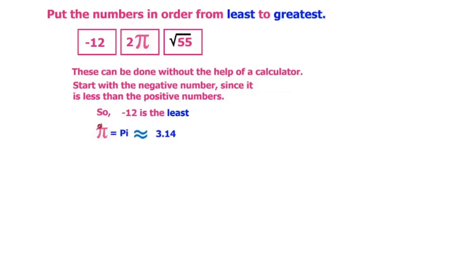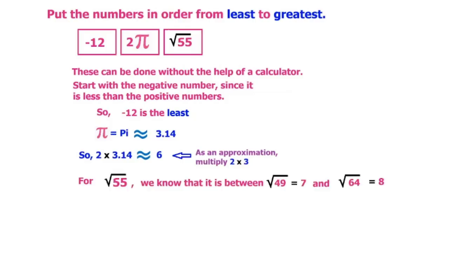Now pi, this symbol equals pi, which is approximately equal to 3.14. It's not an exact equal because pi is a decimal that goes on forever, but we just approximate pi to 3.14. So now we just multiply 2 times 3.14. We know it's approximately equal to 6. We don't have to multiply all of the decimals. We could just multiply 3 times 2, and we know it's approximately equal to 6. Okay? So as an approximation, just multiply 2 times 3. That should be enough for this.